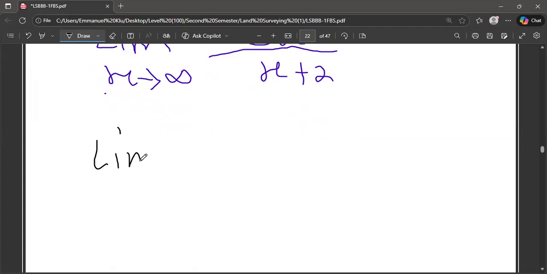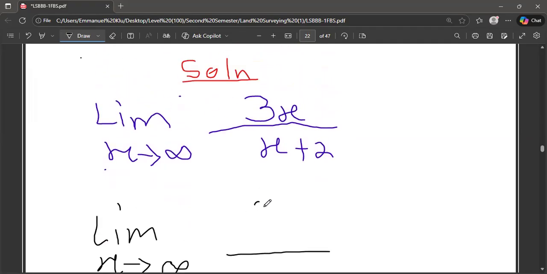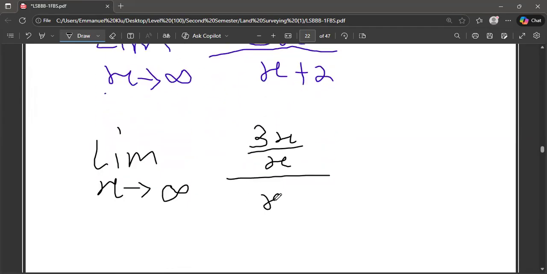Limit as x approaches infinity of 3x over x, all over x over x plus 2 over x.